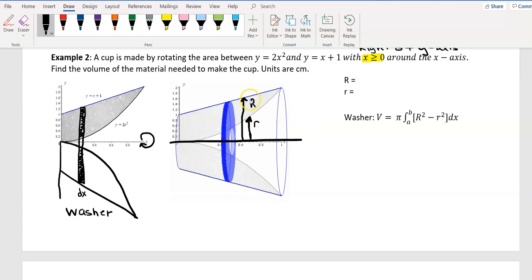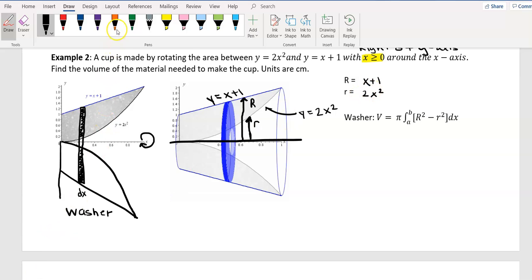So what we need to do now is we need to say, okay, well, what is the function for this uppercase R? What is this outer radius function? And that outer radius function is y equals x plus 1. And so that's what we're going to have, x plus 1, for the outer radius. The inner radius was the function y equals 2x squared. So that will be the second radius that we need to use for our washer method.